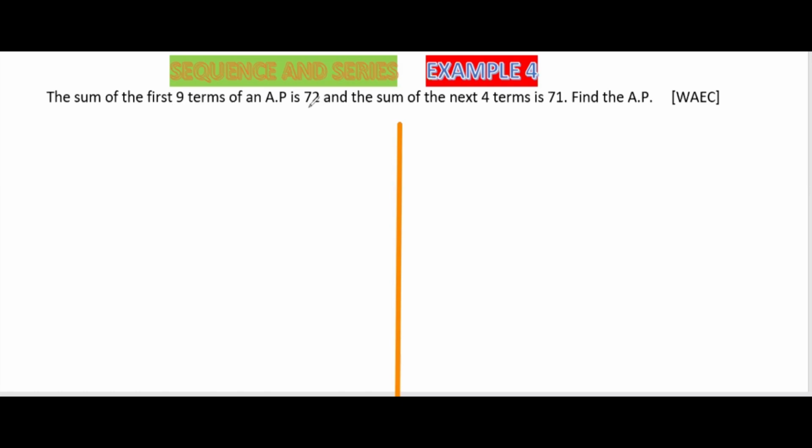But instead of worrying ourselves finding T1 separately, T2 separately, T3 separately, and then adding up, we have another formula that we can use to cater for all of them. That's the sum formula. And we have here that the sum of the next 4 terms is this. So how do we go about this?